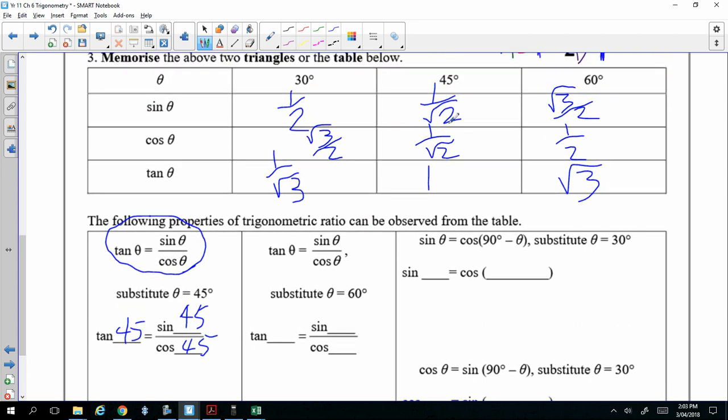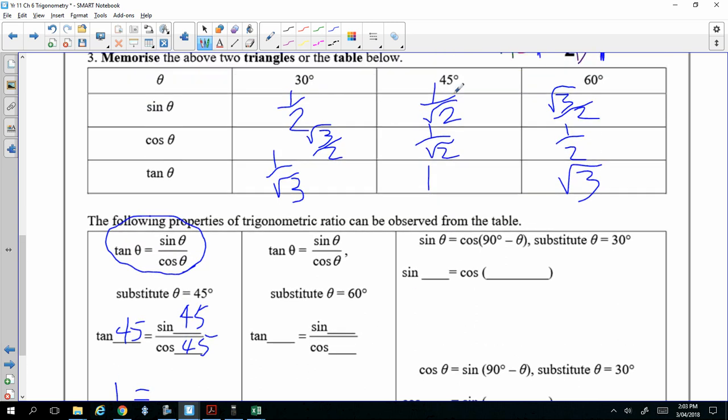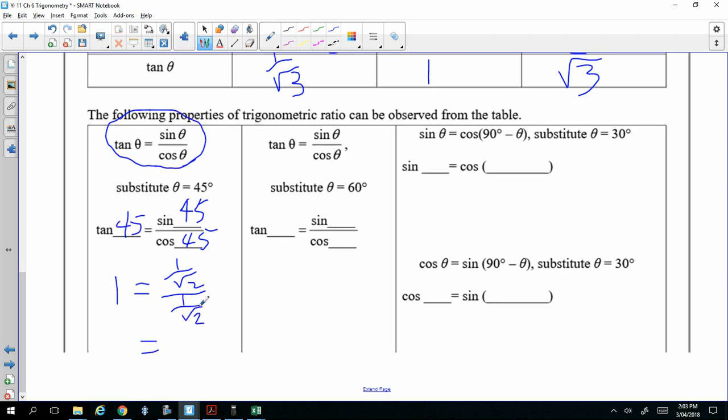And how about sine 45? 1 over root 2. And cos 45, 1 over root 2. What's 1 over root 2 divided by 1 over root 2? You get 1. So they are the same, isn't it? So this formula works. Not just for 45, it also works for 60. Try with 60, and of course all the other angles.